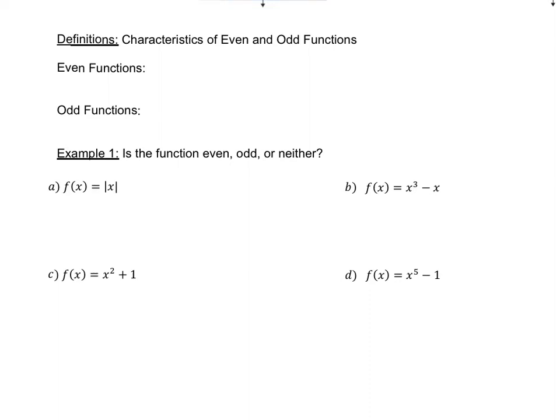So this is a continuation of section 1.4. We're going to be talking about even and odd functions in this video. So first off, even functions, they are functions that have a symmetry with respect to the y-axis.